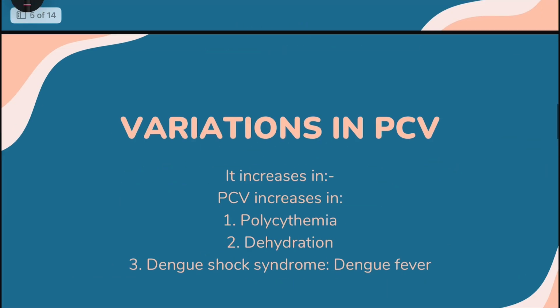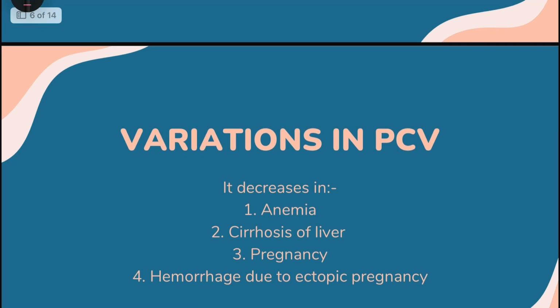Next, the variation in the PCV, or the packed cell volume. The variations mean either there will be an increase or decrease from its normal ranges. So first let's study the causes of the increase. The packed cell volume increases in conditions such as polycythemia, dehydration and dengue shock syndrome, that is, dengue fever. And in conditions where it decreases, there are anemia, cirrhosis of liver, pregnancy, hemorrhage due to ectopic pregnancy and other reasons as well. These are the most common ones.